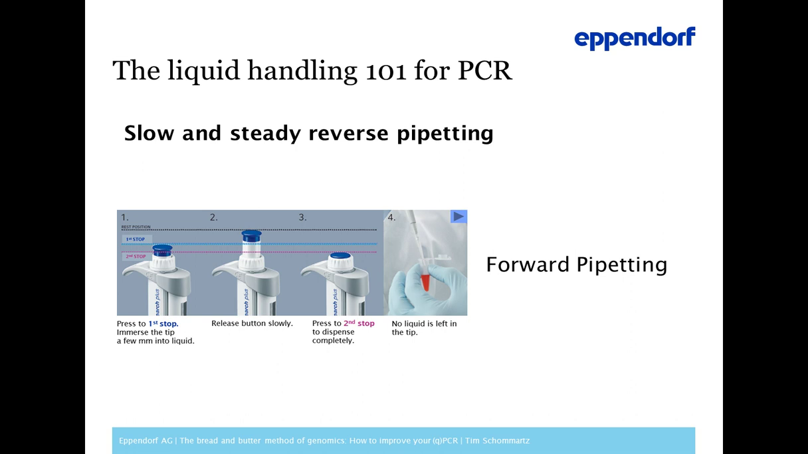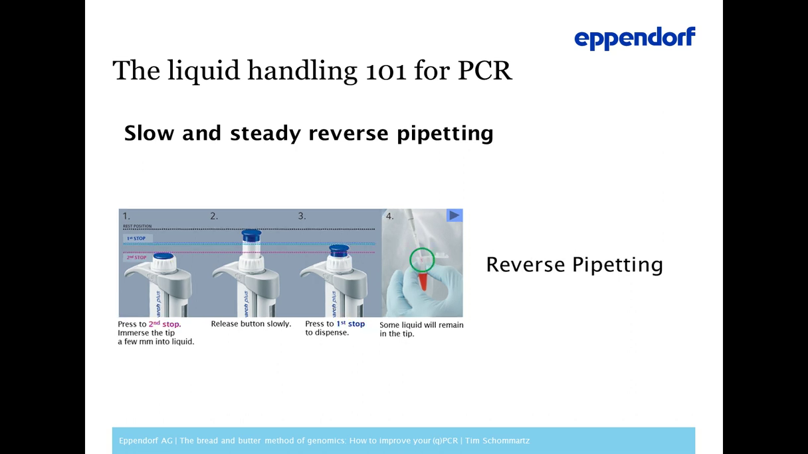But if you have a mix which is foamy and viscous, sometimes using reverse pipetting is the better strategy. So what you do there is you press the whole way down to the second stop, and then you immerse your tip into the liquid. Then you slowly release the button until you come up to the rest position, and then you press the button down to the first stop. This will leave a little bit of liquid in the tip, but it helps you to handle viscous and foamy liquids.